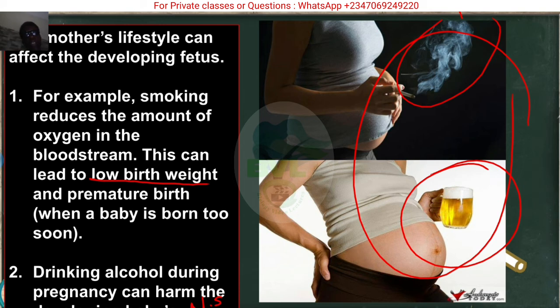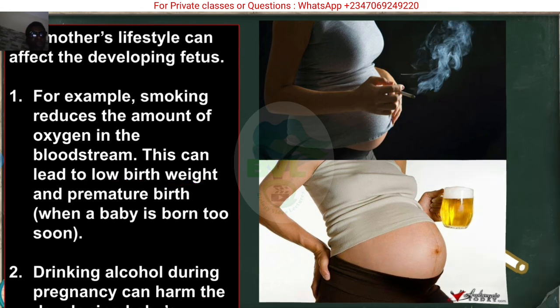Now, when we say smoking, there's something called passive smoking. So even if she's not smoking by herself, but she lives around where there are a lot of smokers, it is still going to affect the fetus in the mother's uterus, so to say.